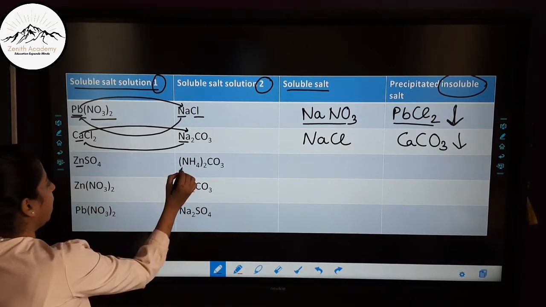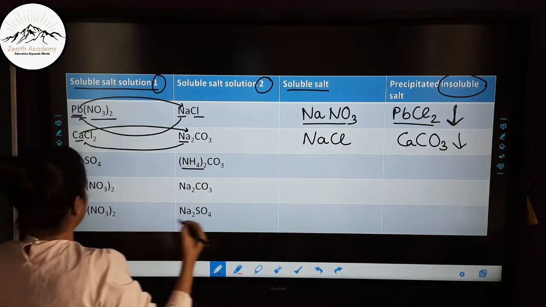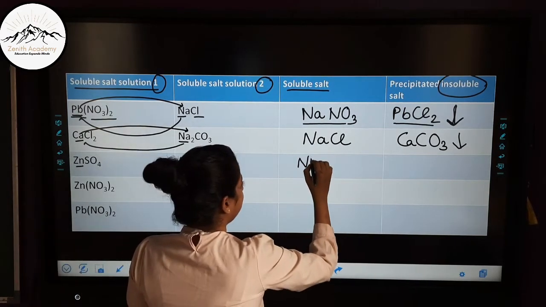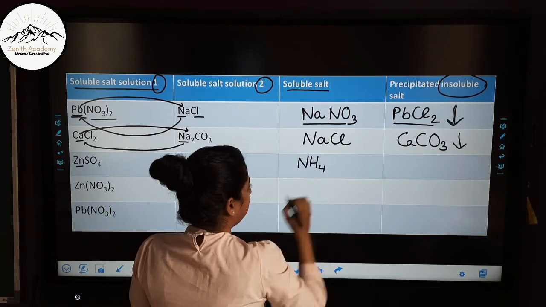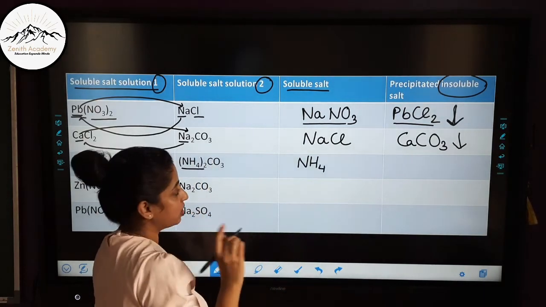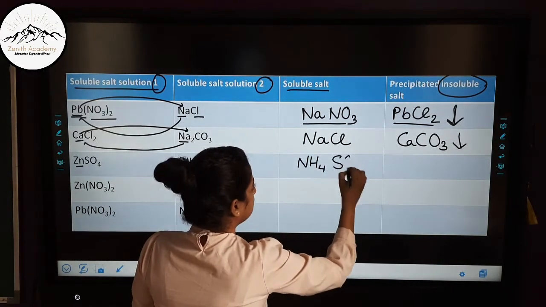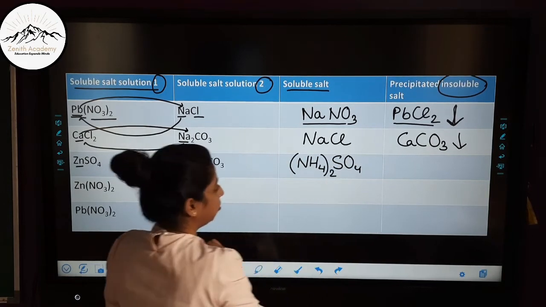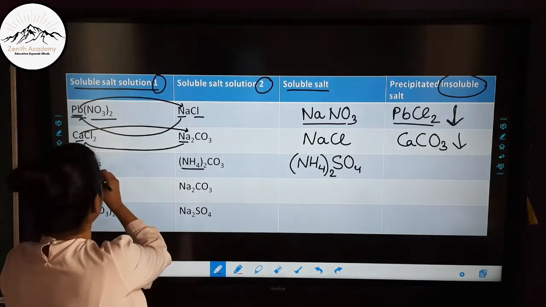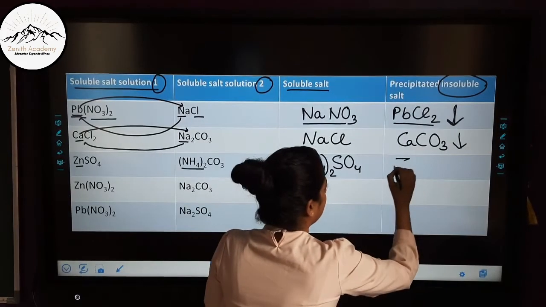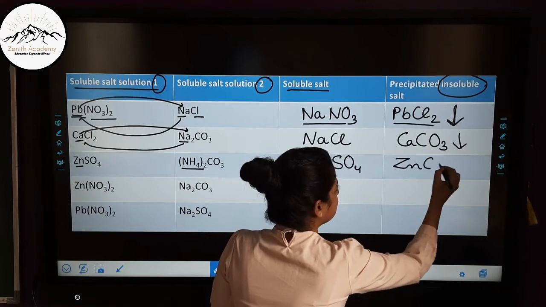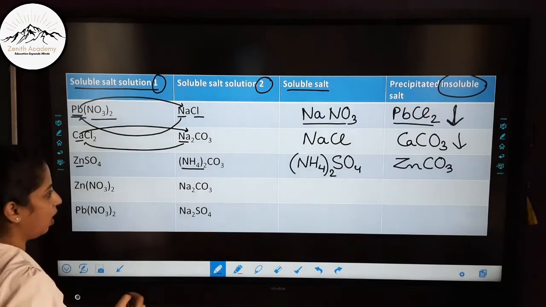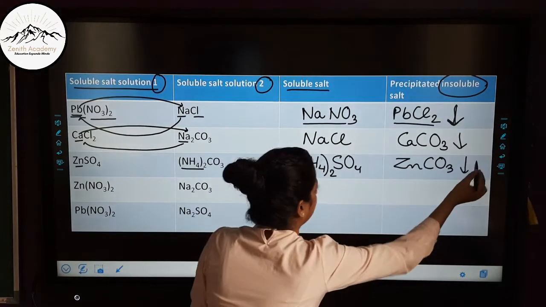Now again, zinc and ammonium carbonate. If I take the ammonium radical here, I will get ammonium sulfate. Now NH4 is +1 and sulfate is -2. So 2 will come here. So (NH4)2SO4 and zinc carbonate. Zinc is +2 and CO3 is -2, so it will come as it is. And this will get precipitated.